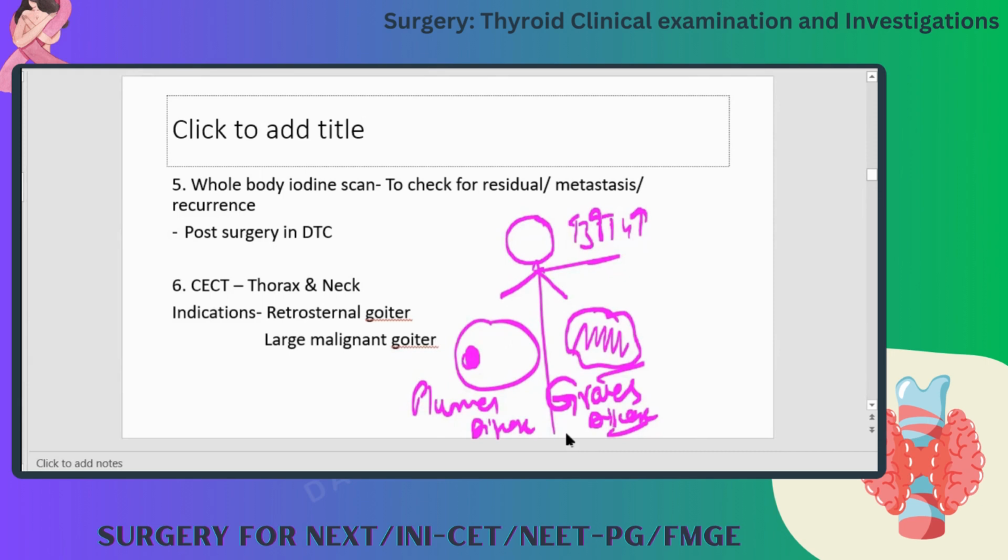And the other thing is the whole body iodine scan. See, a patient has thyroid malignancy. You have removed the thyroid gland. So in future, to check whether there is any recurrence or residual, you give a whole body radioiodine scan. Until now we have done only the thyroid region, the thyroid scan. If you place the gamma camera only here, that is a thyroid scan. If you place the gamma camera over the whole body, it is a whole body iodine scan.